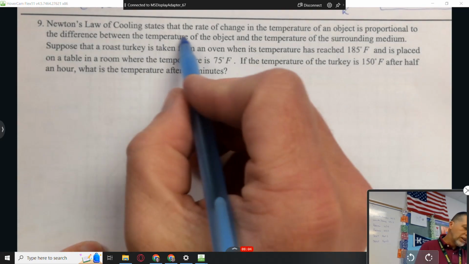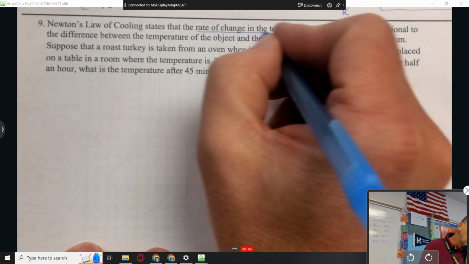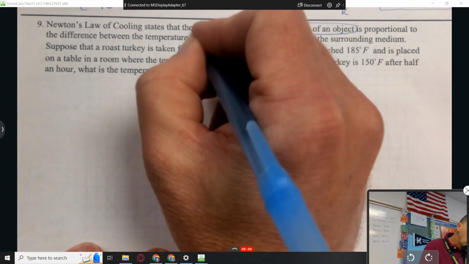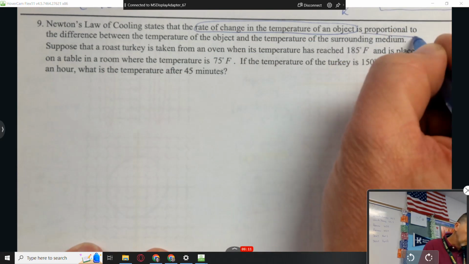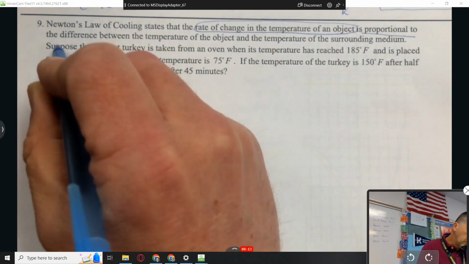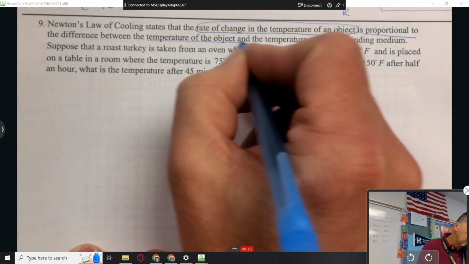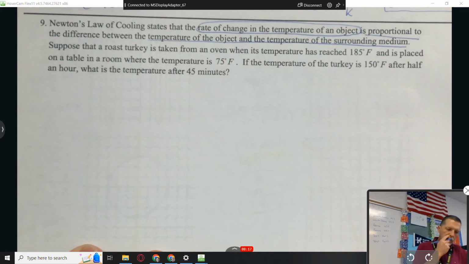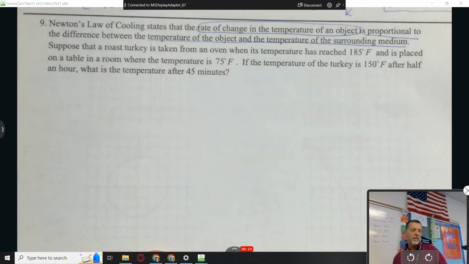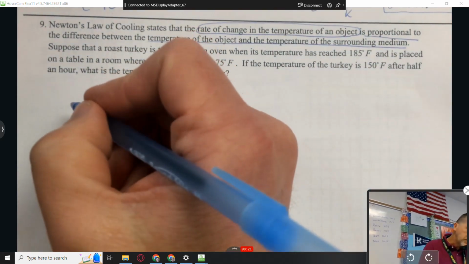Newton's law of cooling states that the rate of change in the temperature of an object is proportional to the difference between the temperature of the object and the temperature of the surrounding medium. That's a lot to think about.